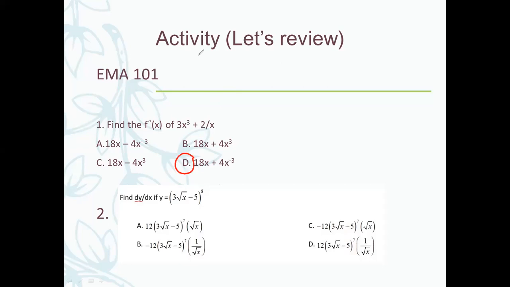What about number two? If you don't have your mic on, you can use the chat box. You can place your answer in the chat box. I will read those answers. What about number two? It's just a simple case of chain rule. Chain rule applied to differentiation. What's number two?